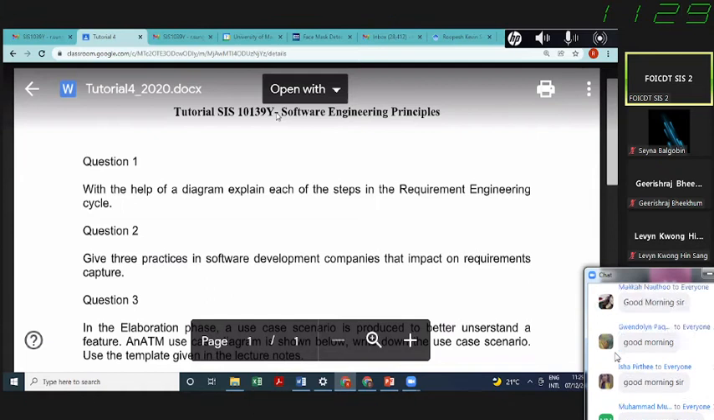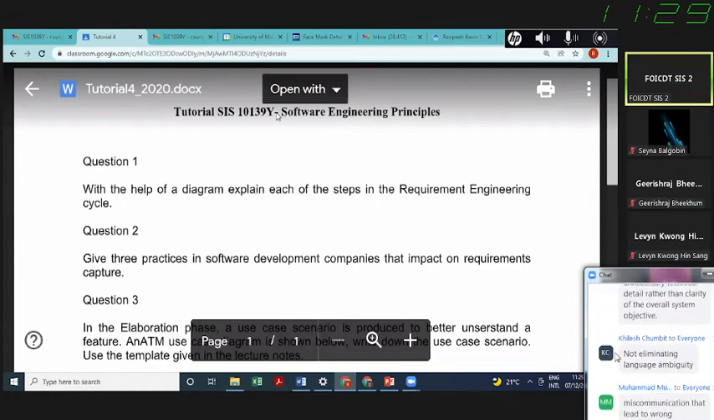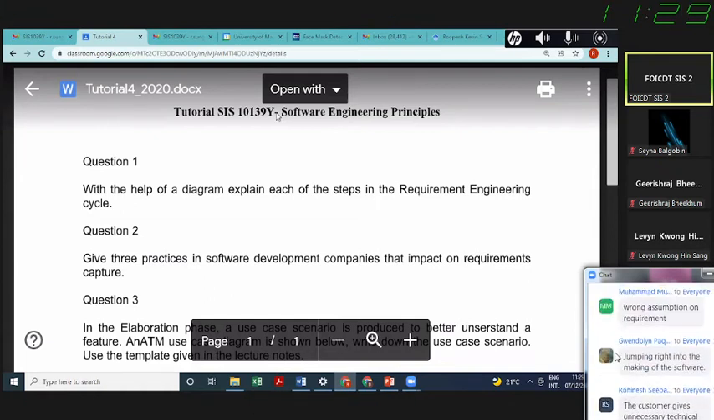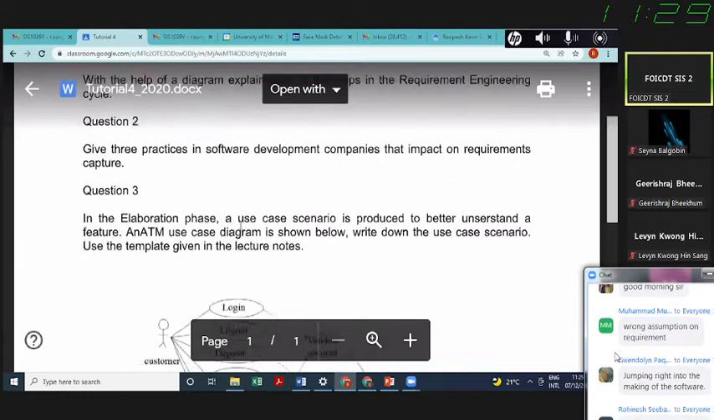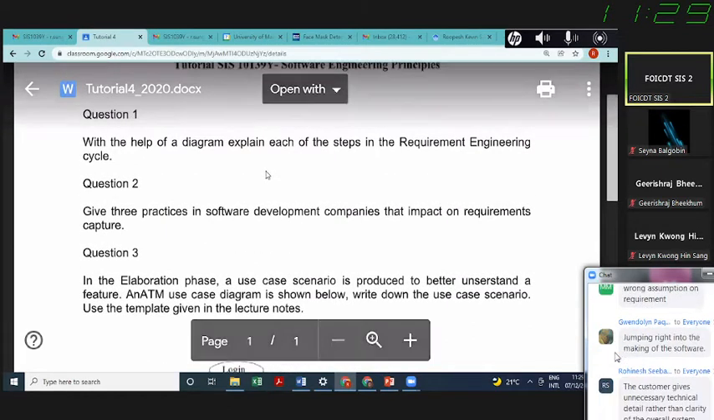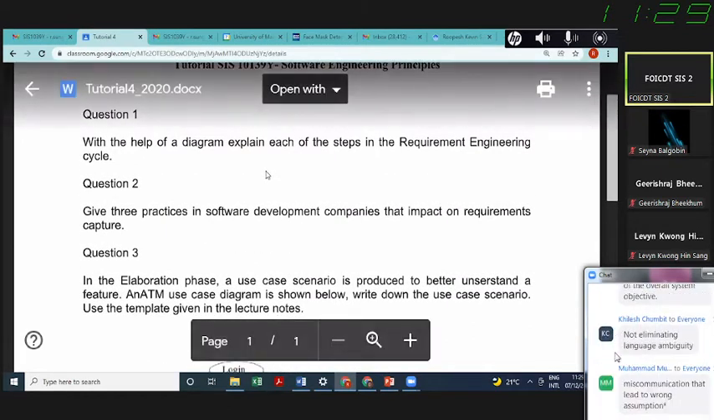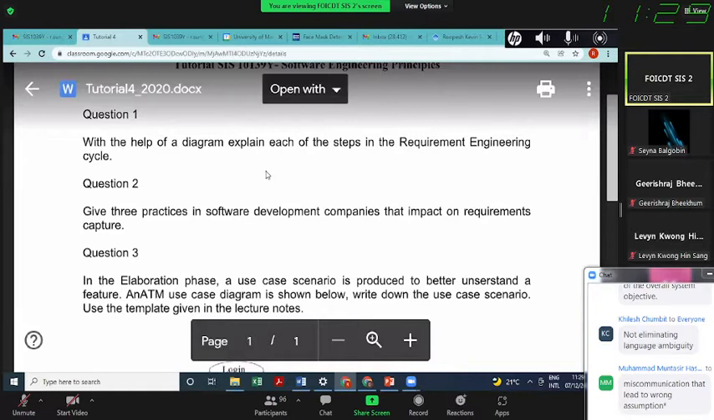Any other miscommunication that leads to wrong assumption? Yes, we can talk about this. So any other answer that you want to give us? I think we've been seeing very valid answers here. Any other answer? It's okay.